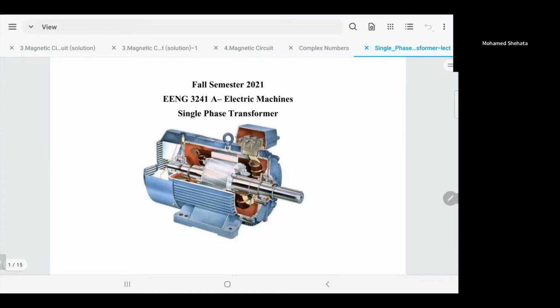Today, we are going to start discussing transformers, and I hope you are done with the open circuit test and short circuit test for the transformer by Monday, because on Tuesday, I'm going to have the experimental transformer. If you have any questions from now, you may ask, so it'll be easy for you to do the experiments.